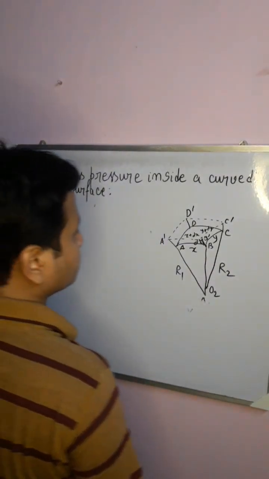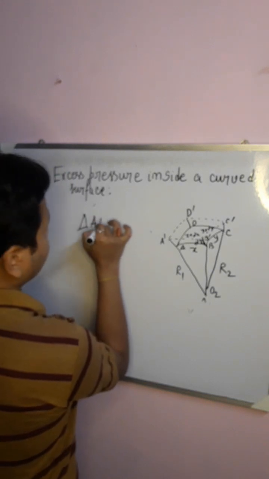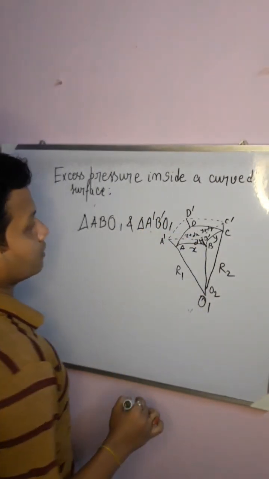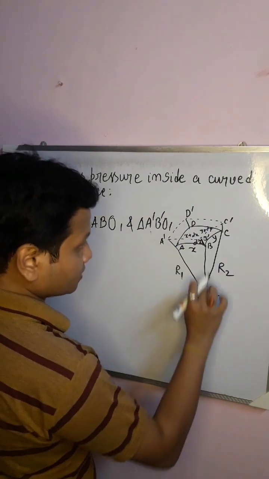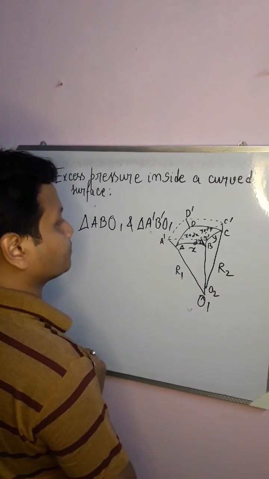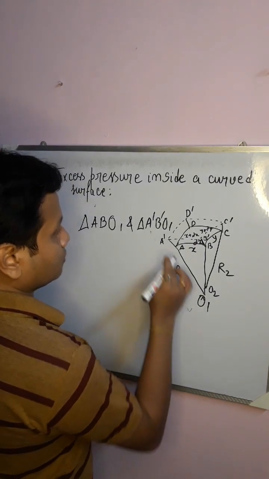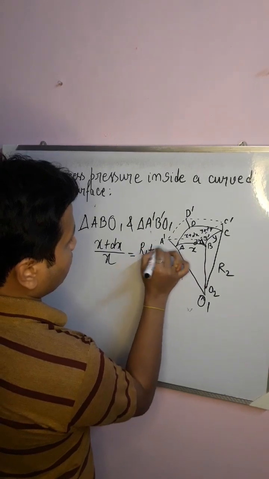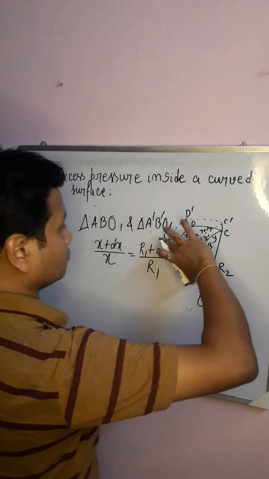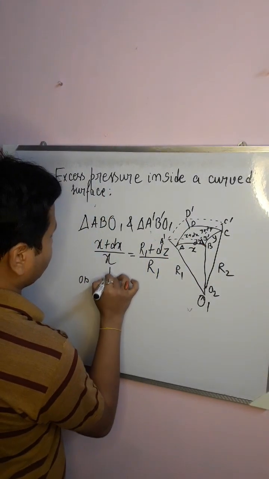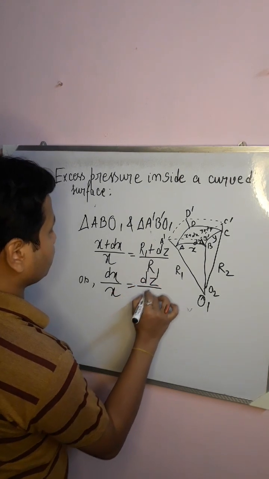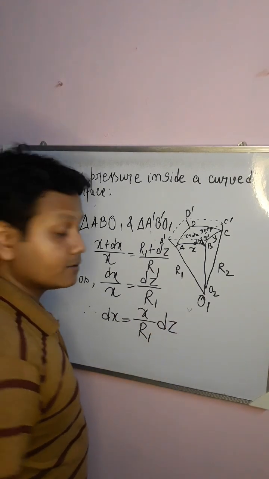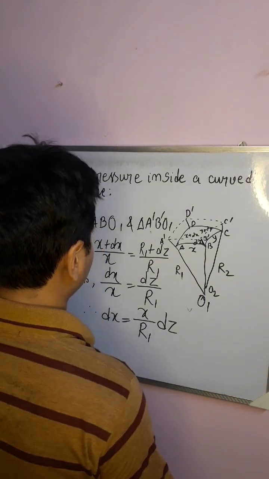Now from the similarity of triangles, that is from triangle A B O1 and triangle A dash B dash O1, what can we write? This by this equals this by this, that is (x plus dx) by x equals (R1 plus dz) by R1. So from which we can write dx by x equals dz by R1. So what will be my dx? dx is x by R1 dz.